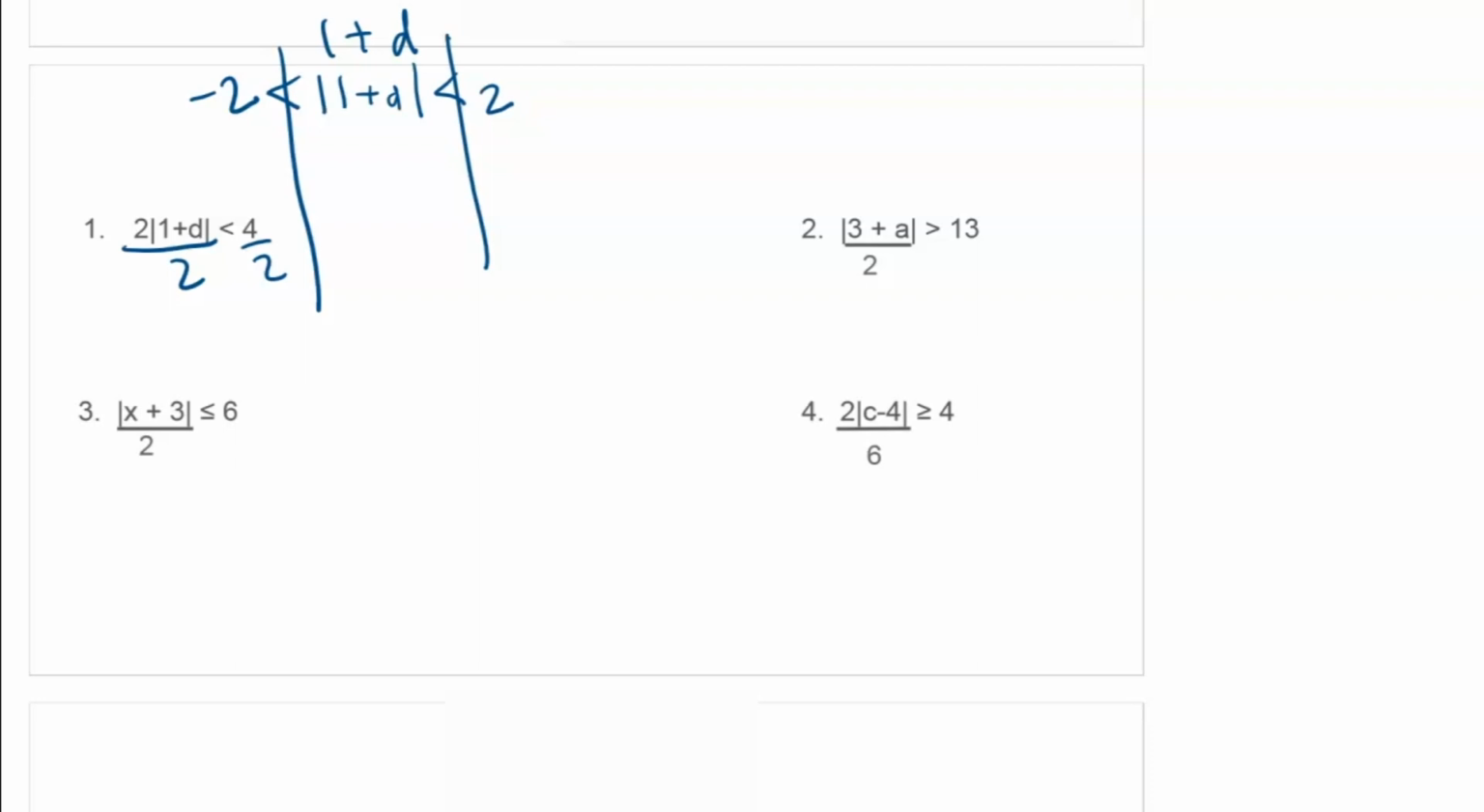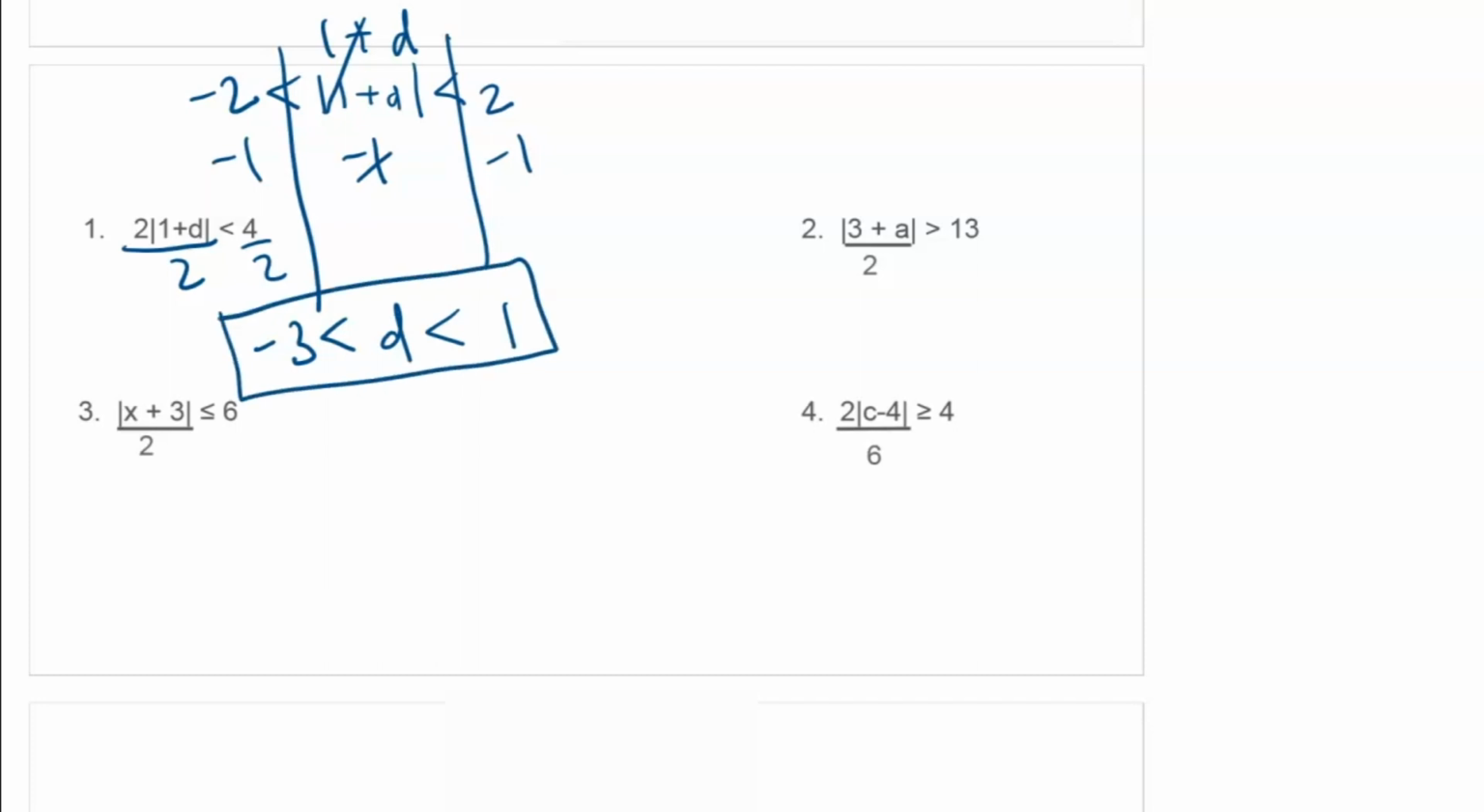And now I'm just going to solve for d. So since I have 1 plus d, I'm going to subtract 1, and I'm just going to make sure I subtract 1 in all 3 sections. So then I get negative 2 minus 1 would be negative 3 is less than, and then those ones cancel. So I have d in the middle is less than, positive 2 minus 1 is 1. So then this would be my answer. So negative 3 is less than d is less than 1. Let's look at number 2.